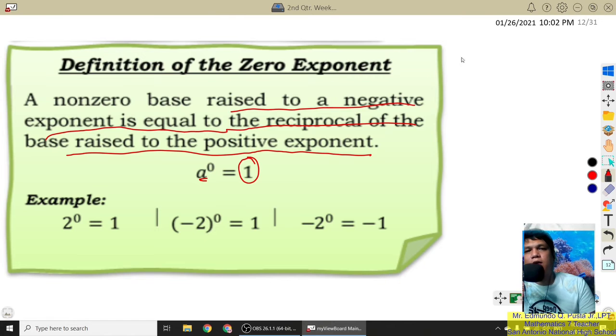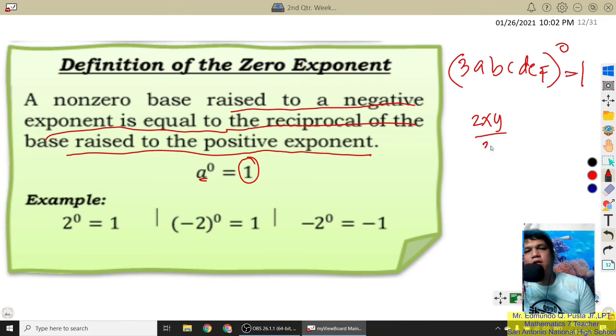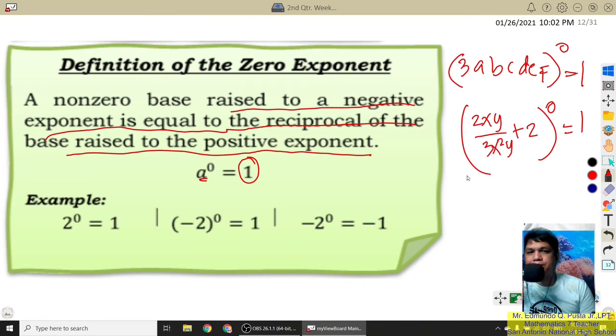Let's say we have 3a, b, c, d, e, f, and so on, raised to 0. Okay? This is equal to 1. Another one. 2xy over 3x squared y plus 2 raised to 0 is equal to 1. Any expression raised to 0 is 1.